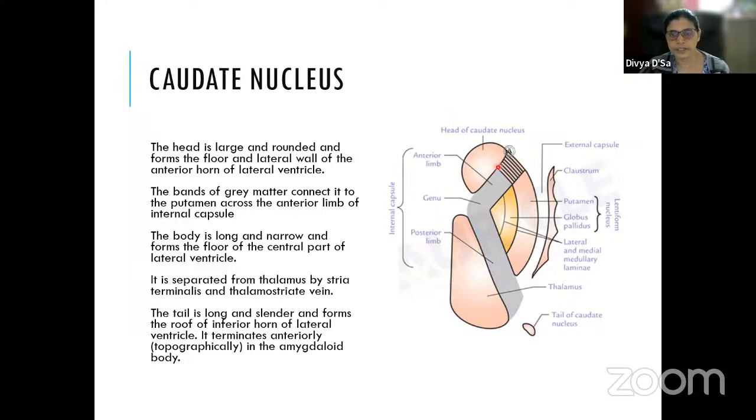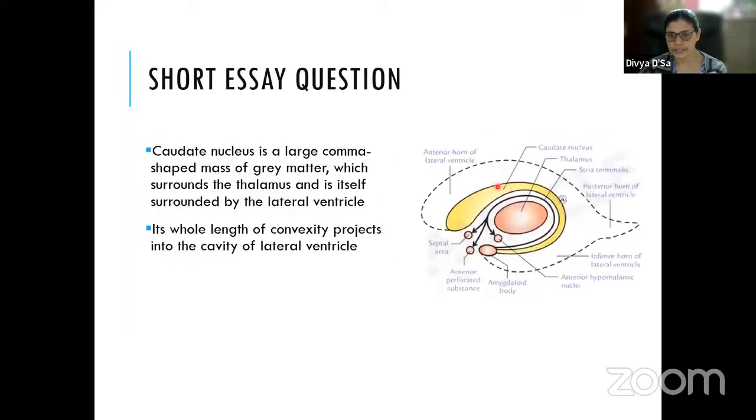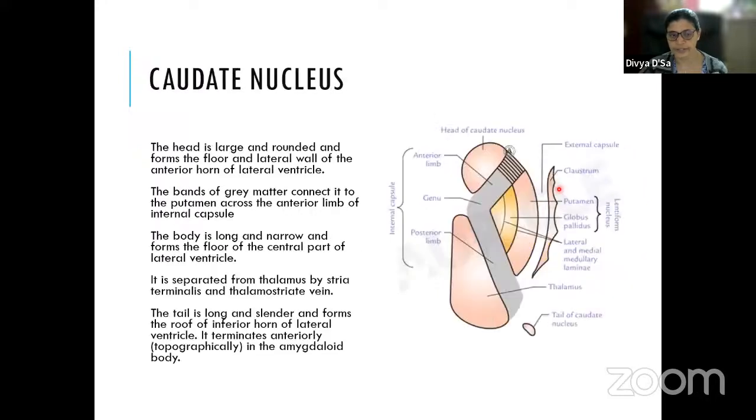Okay, so here the bands of this gray matter connecting it to the putamen across the anterior limb of the internal capsule are seen. This is the bands of the gray matter. So the body is long and narrow and it will be forming the floor of the central part of lateral ventricle. So you can see here.